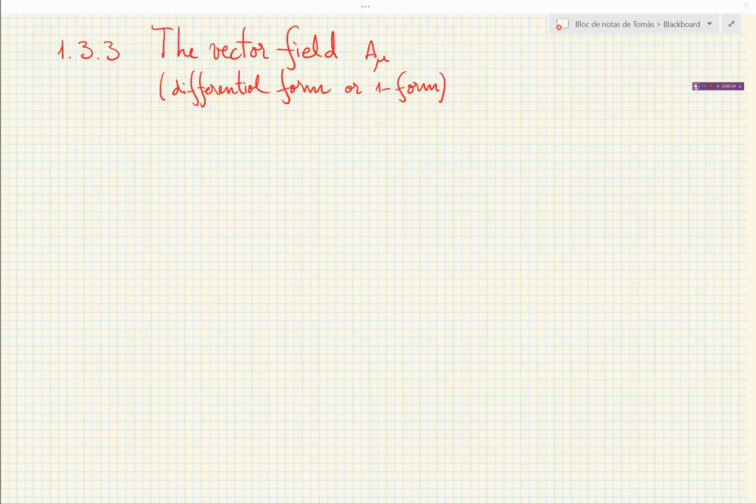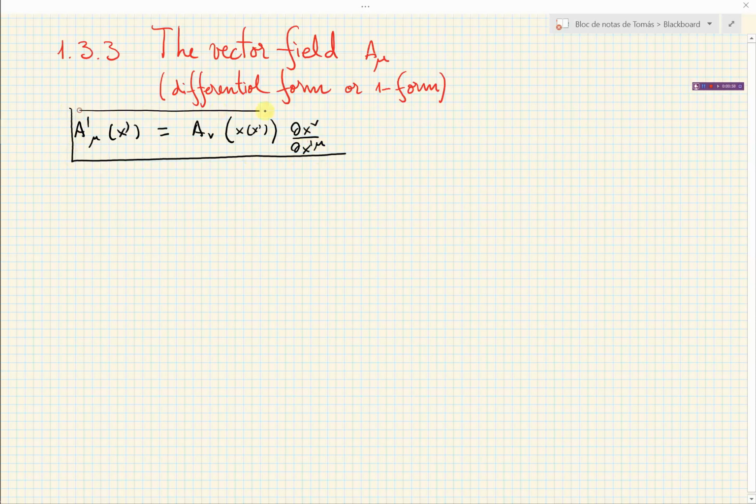Then the transformation law of this field is completely fixed by the definition that we gave, and it takes this form. So A prime mu of x prime is A nu of x, of x prime, so everything is written in terms of x prime, and times the inverse Jacobian matrix. And this is completely valid for any kind of coordinate transformation.